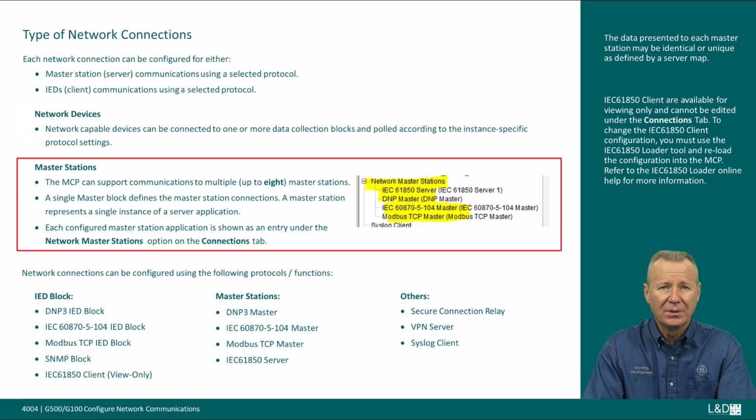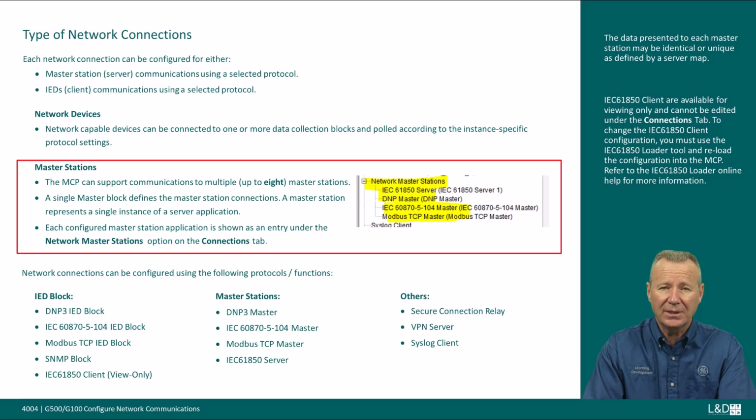Master stations. The MCP can support communications to multiple master stations, up to 8. The data presented to each master station may be identical or unique as defined by a server map. A single master block defines the master station connections. A master station represents a single instance of a server application. Each configured master station application is shown as a sub-item underneath the Network Master Stations item on the Connections tab.